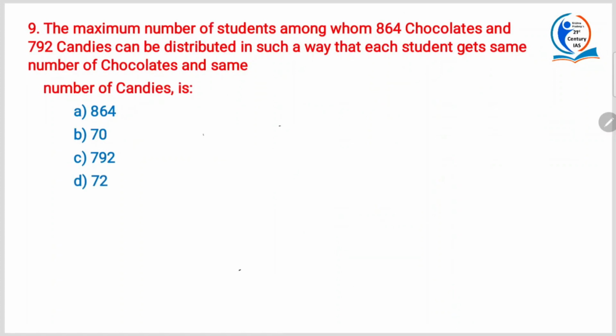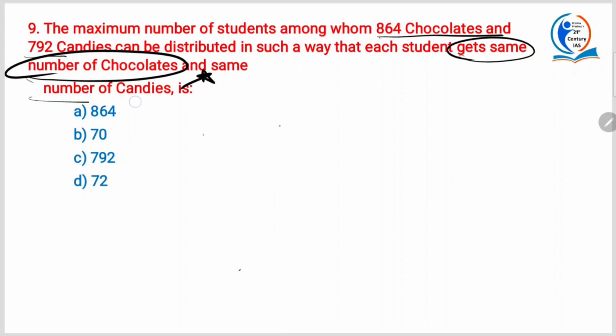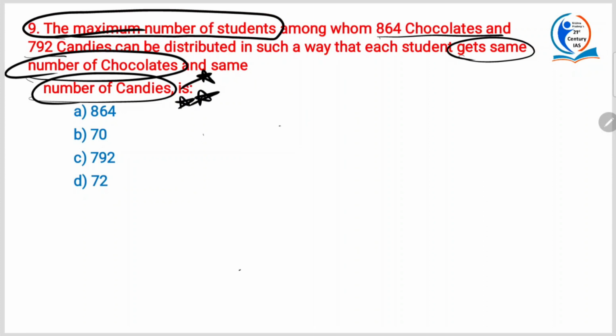Alright. Next, the maximum number of students among whom 864 chocolates and 792 candies can be distributed in such a way that each student gets the same number of chocolates. This is same number of chocolates and same number of candies. This is an important statement in this question. See, a student has to get the same number of chocolates and the same number of candies, and this number of students should be maximum. Okay, this is another important thing.